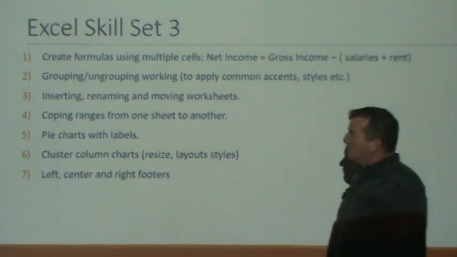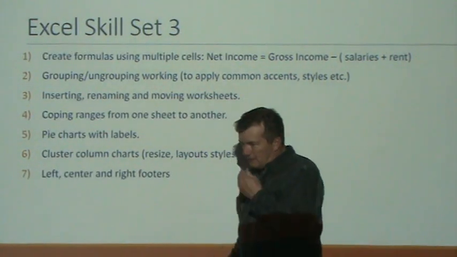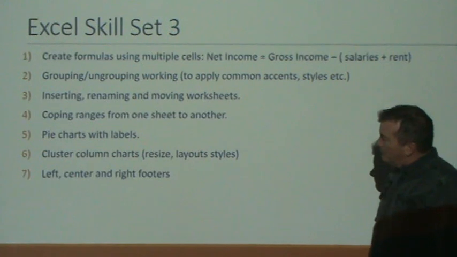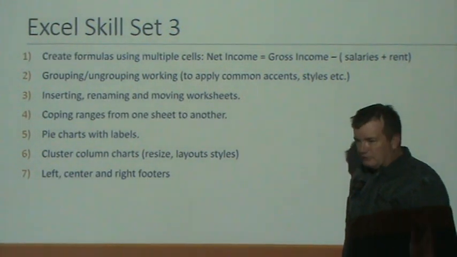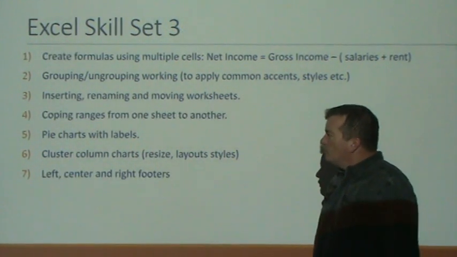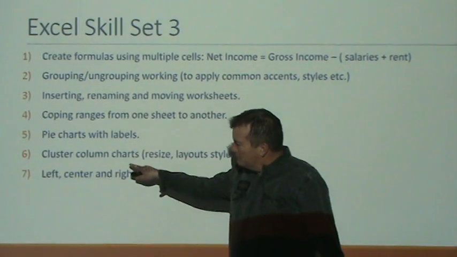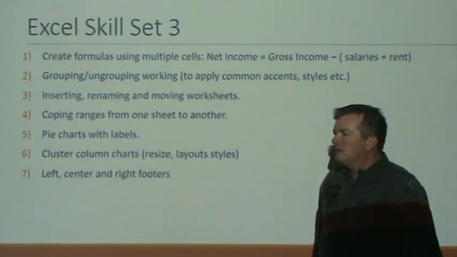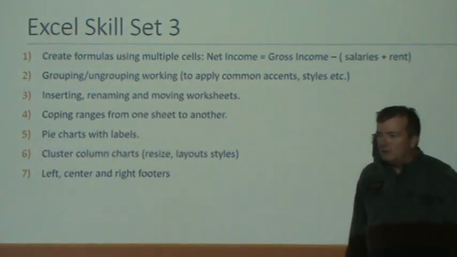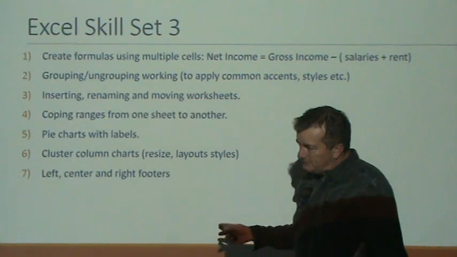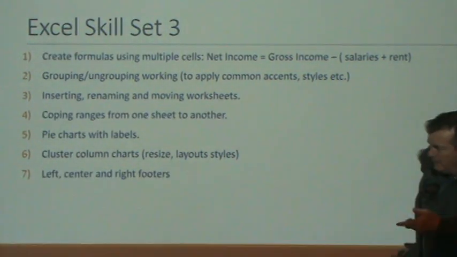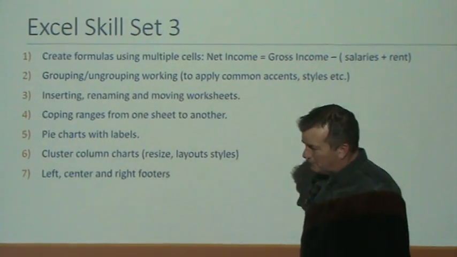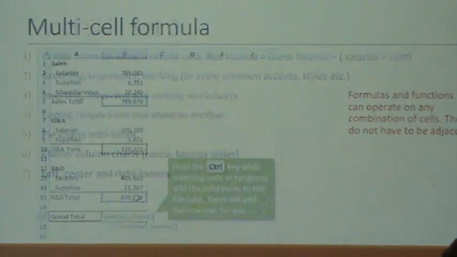Okay. Inserting, renaming, and moving sheets around, and also deleting sheets. We'll cover that too. Copying ranges of numbers from one sheet to another sheet. We could do that. Pie charts and labels and cluster columns show up again in chapter 3, even though they showed up in chapter 2, because you can use data across multiple sheets. And then they also have headers and footers. You have a left header or a center header, and so on. All right, so we'll cover those.